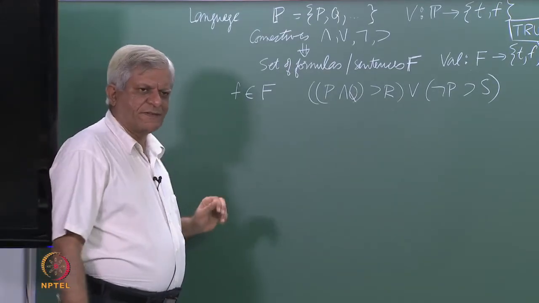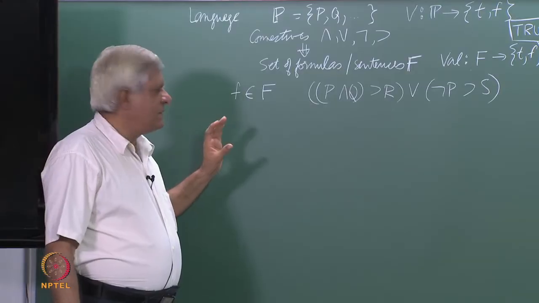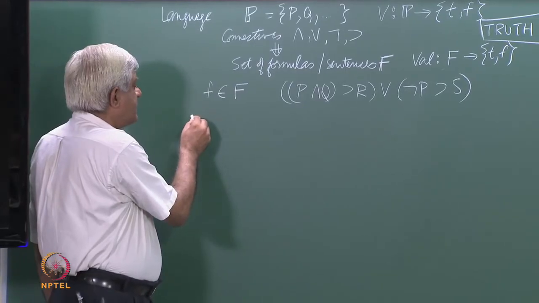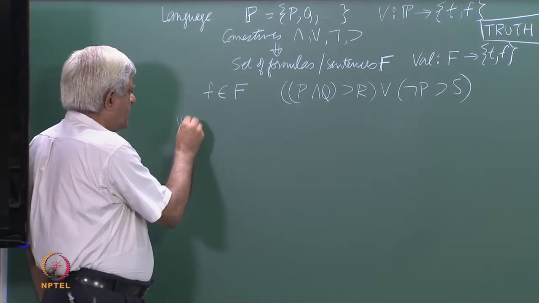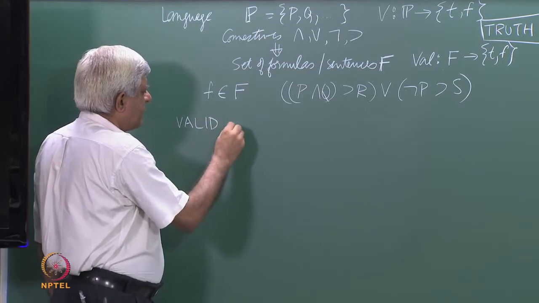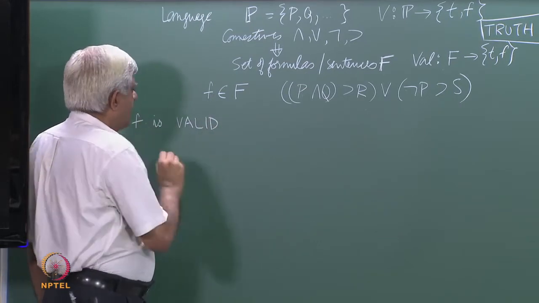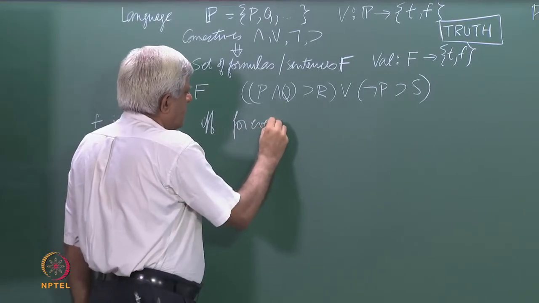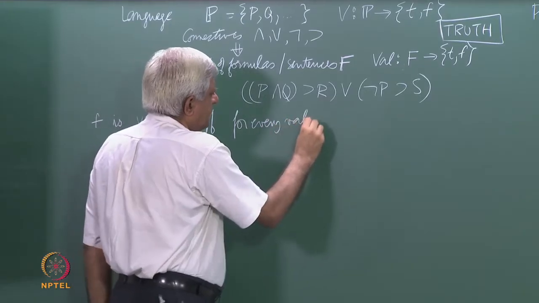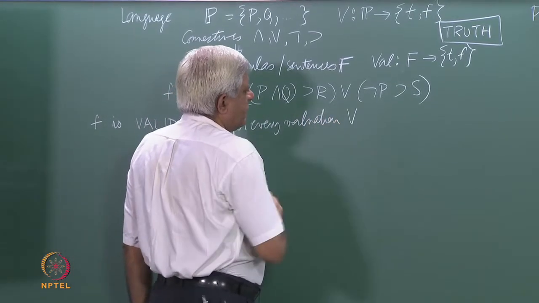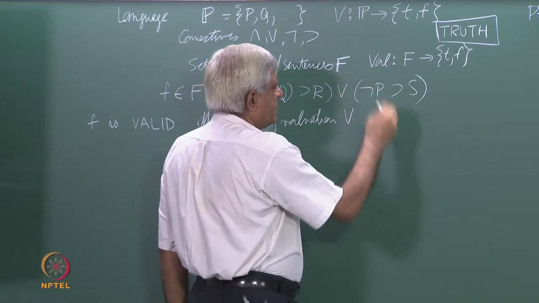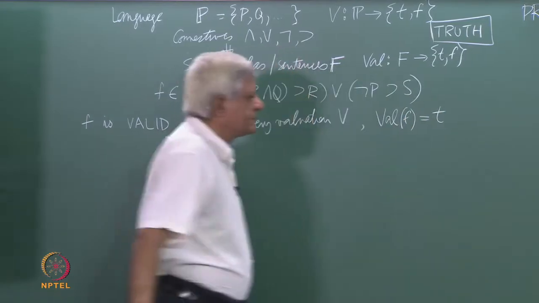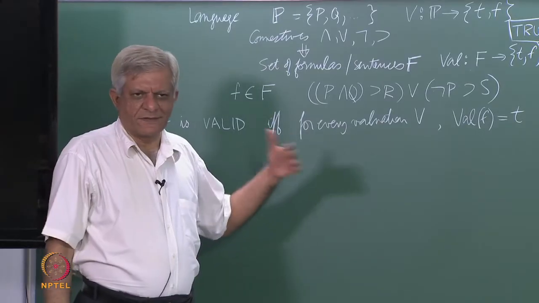Then I do not remember whether we discussed this, but in general a formula can fall into 3 categories. One is a valid formula. So, we say F is valid if for every valuation V that we can think of, val F is equal to true. You are familiar with this notion, we are just repeating this.